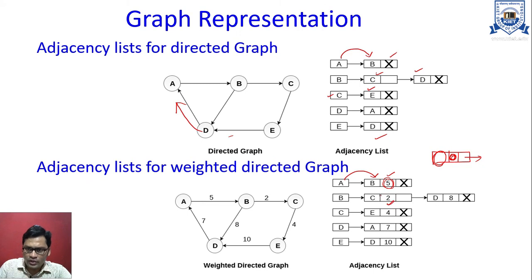Now you can consider this adjacency list and the earlier adjacency list are the same, but one data member is added, that is the weight. This is the 5 weight. This is the 2 weight, right? And for D it is 8 weight. Otherwise, these adjacency lists are the same. Okay, but in case of a weighted directed graph, we just consider the weight of a particular edge for this one extra part of the node, right? So these are the representations of graph. Okay, so thank you for watching.